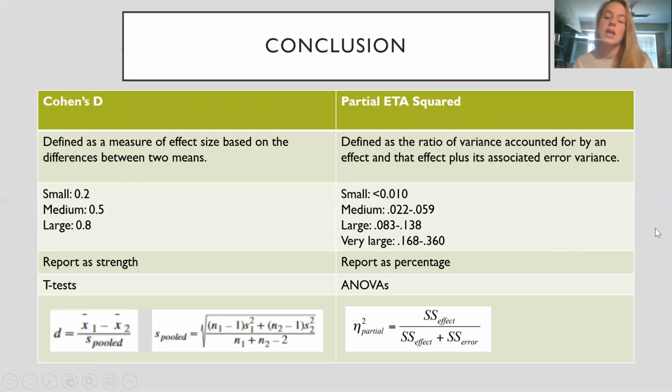And here, in conclusion, just for your reference, I broke it down side by side on how to interpret both. The big points are that the definition is different. Cohen's d reports a strength, while partial eta squared reports a percentage. We use Cohen's d for t-tests while we use partial eta squared for ANOVAs. And of course the scales are different, as well as the formulas.